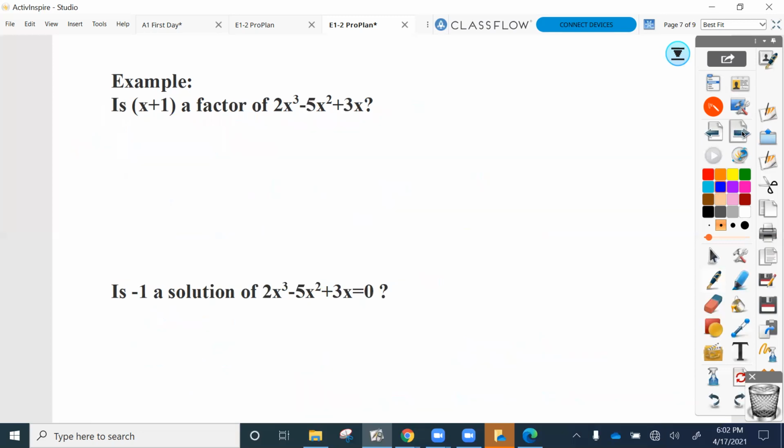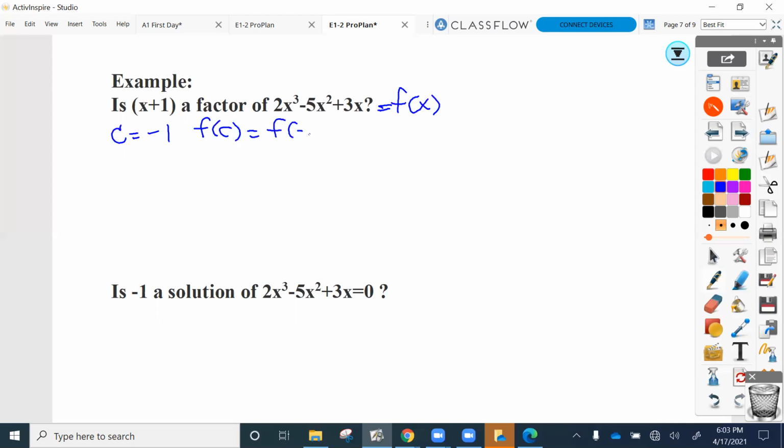All right, so another example here. Is x plus 1, should have said f of x here, is x plus 1 a factor of that function f of x? So our c value is going to be, was this the same problem? Hang on a second. No, I think it's different. Yeah. So our c value is going to be -1. So we're going to find f of c.